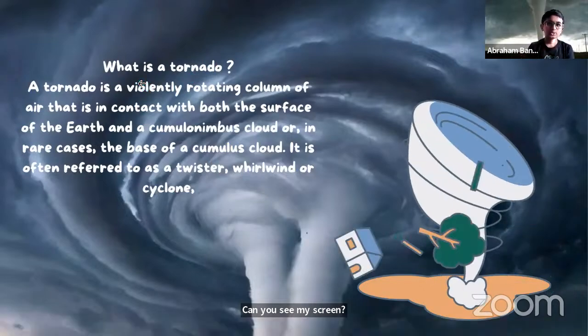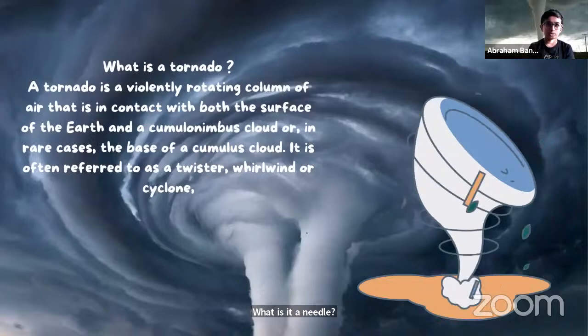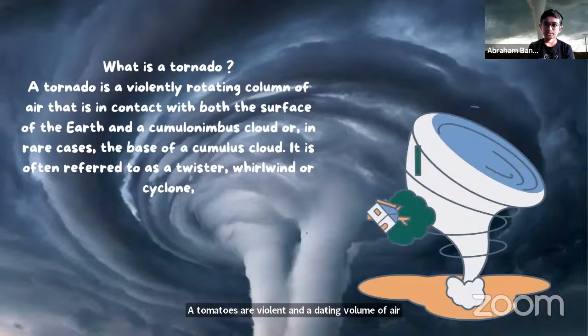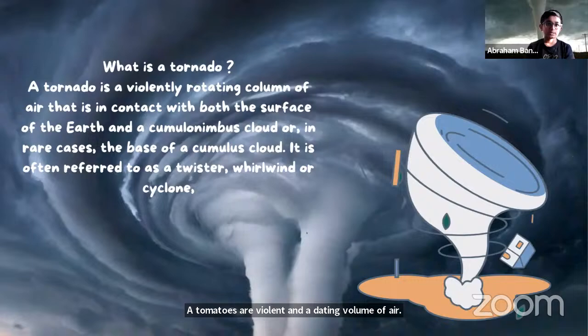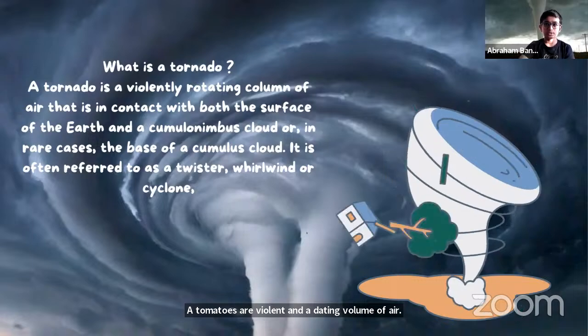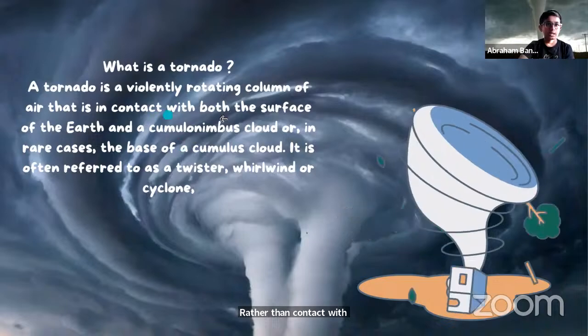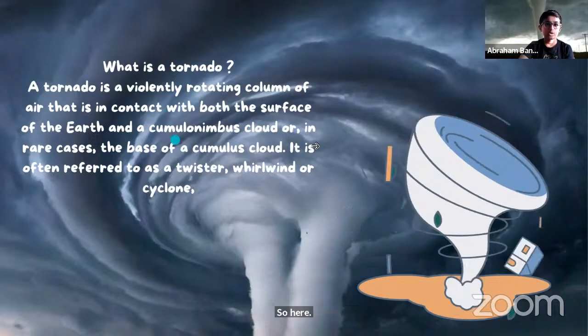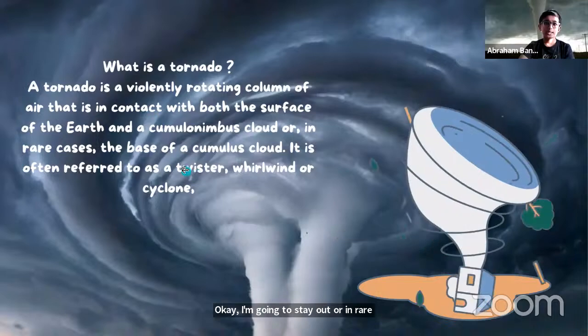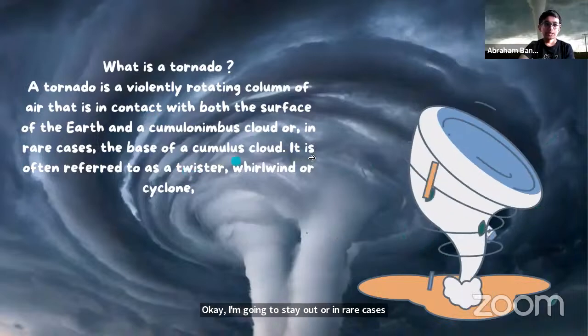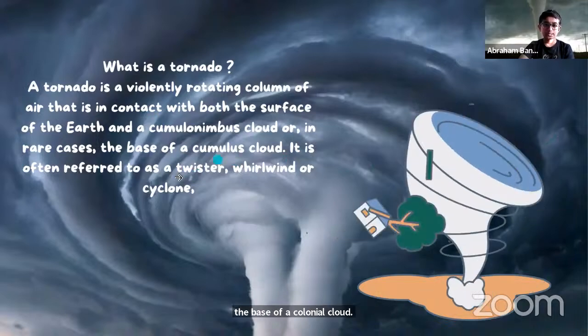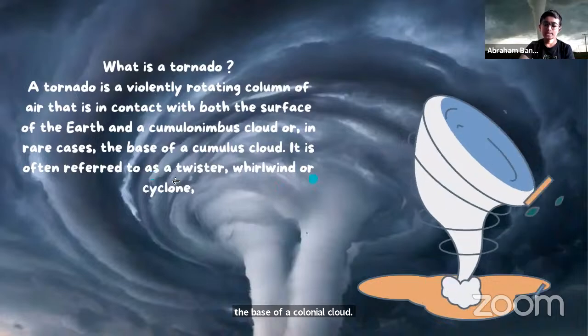A tornado is a violent rotating column of air that is in contact with both the surface of the earth and a cumulus cloud, or in rare cases, the base of a cumulus cloud. It is often referred to as a twister, a whirlwind, or a cyclone.